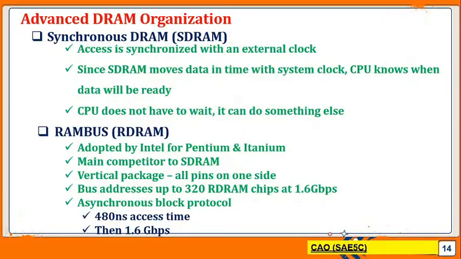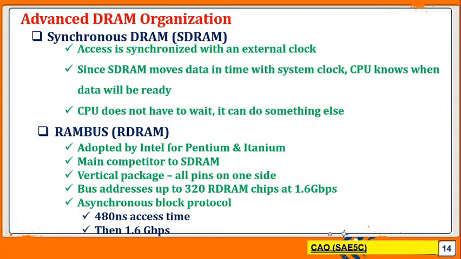Okay, now what are the types of RAMs available? We have already seen the types of RAM and ROM. Now we will see what the types of RAMs available are. There are two types of RAMs available: the synchronous RAM and the RAM bus RAM. In elements of bus design, we have seen about synchronous and asynchronous timing.